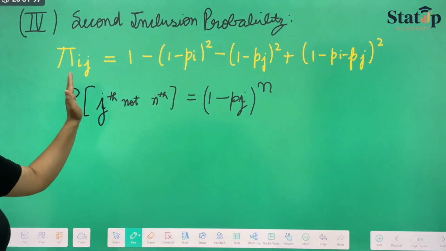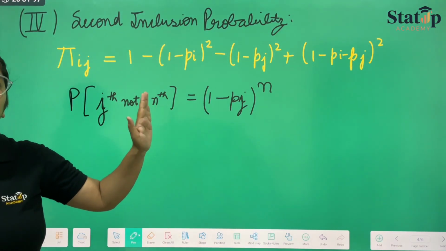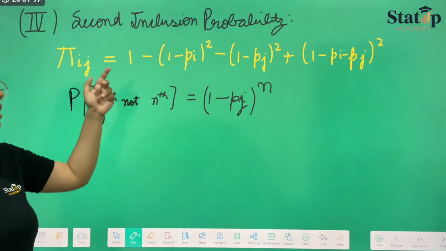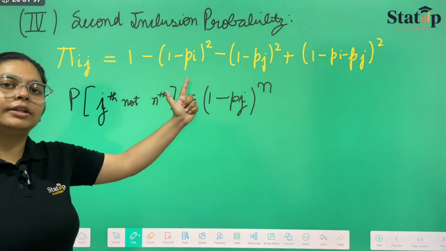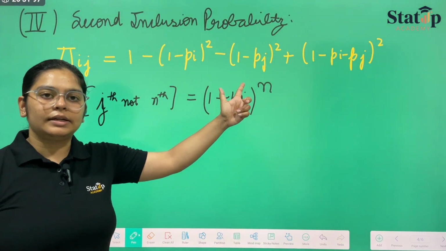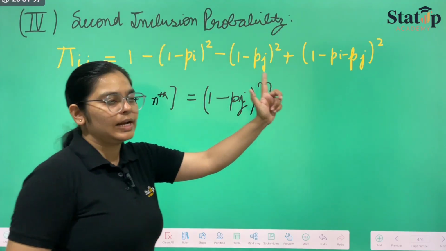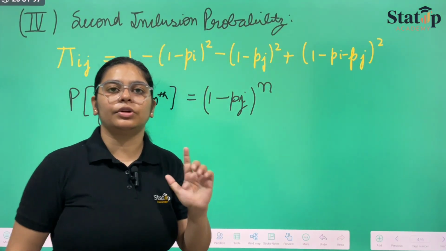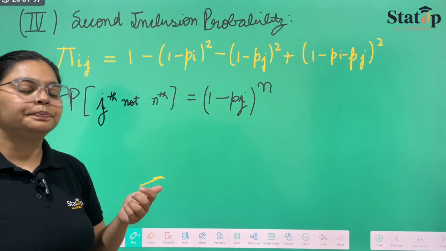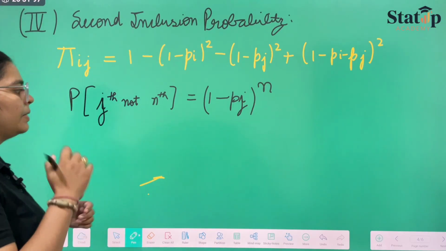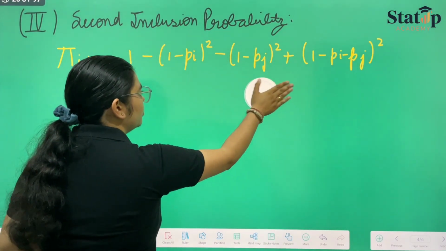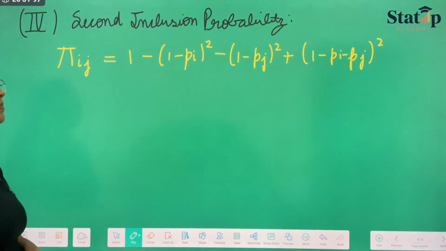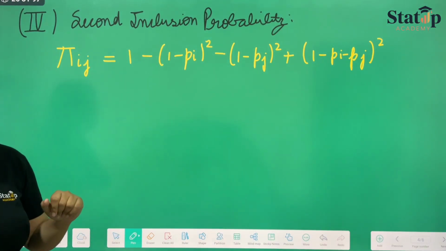So the probability of selecting the ith and jth unit simultaneously is given by 1 minus the probability of not selecting the ith unit at all, minus the probability of not selecting the jth unit at all, plus the probability of not selecting both the ith and jth unit simultaneously in a sample. Okay, that is the reason behind it, and that is what is making you confused in your questions. So this is the final one.